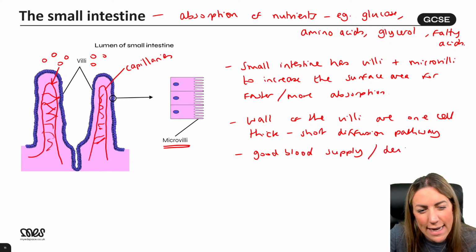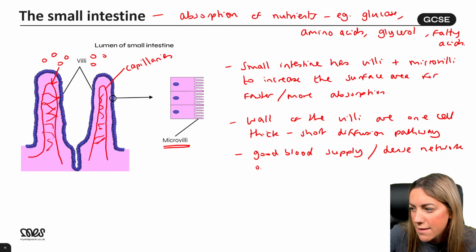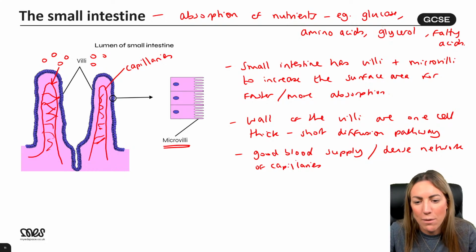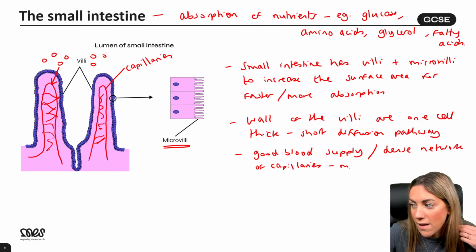Or sometimes we say it like a dense network of capillaries. But that basically just means lots of capillaries, right? I've kind of drawn them on in red. There's loads of capillaries in each villus. And well done if you said that.